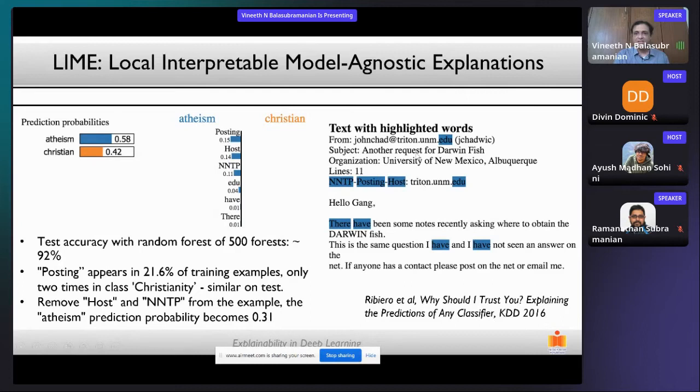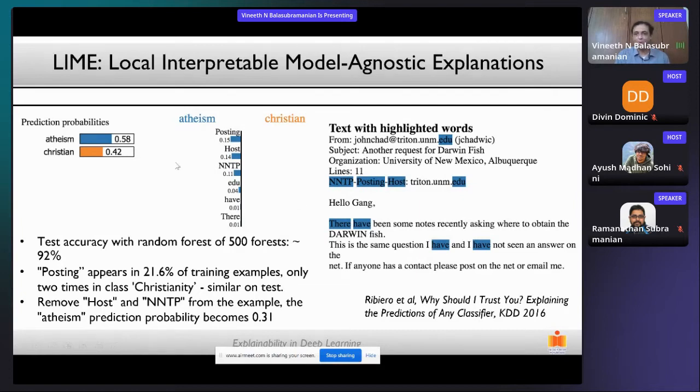Okay, but when they investigated which words in the email were responsible for this particular outcome, they found that the words that were highlighted, so this is where attribution comes in, right? So different words in the document, they got the attribution for each of those words, and they have now highlighted the top K attributions. And they found that the words that were most attributed for this particular classification were EDU, NNTP, posting, host, there, and have. None of these have anything to do with atheism, but these were the reasons the model classified this particular email as belonging to the atheism category. Why? Because in the data set, most of such emails were belonging to the atheism category.